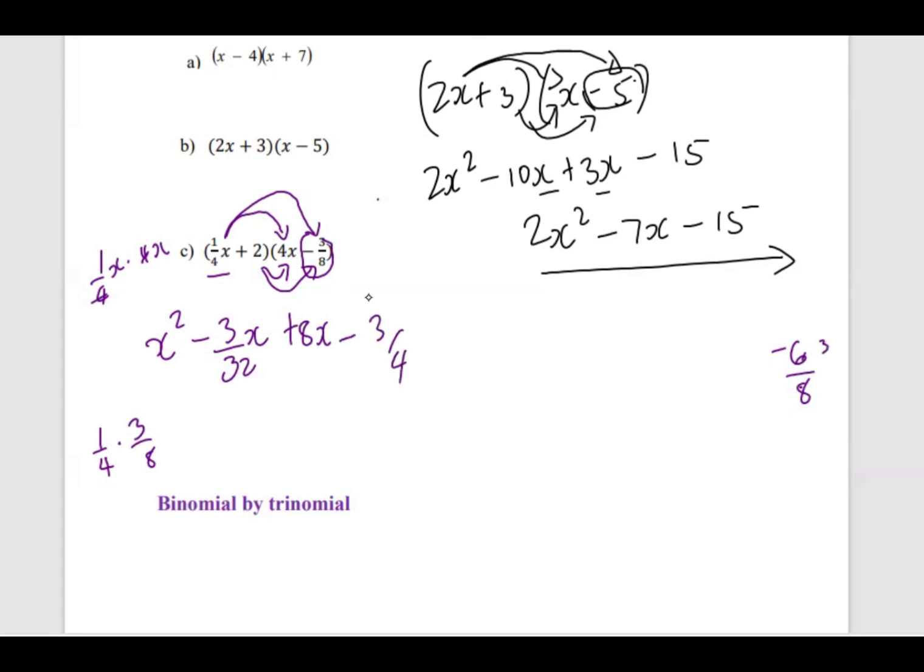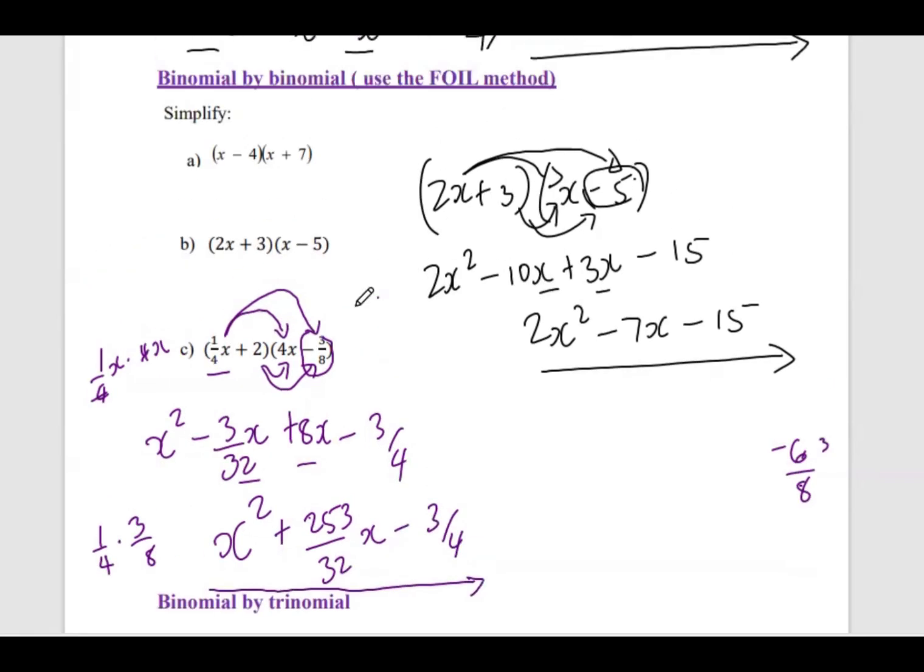Just simplifying it. Then we have like terms here. So x squared will be maintained. Then if I simplify that fraction of mine, I should be able to get 253 over 32. Is it a minus or a plus? No, it's a plus. So it is 253 over 32x minus 3 over 4. And then that's our answer. We leave it like that.